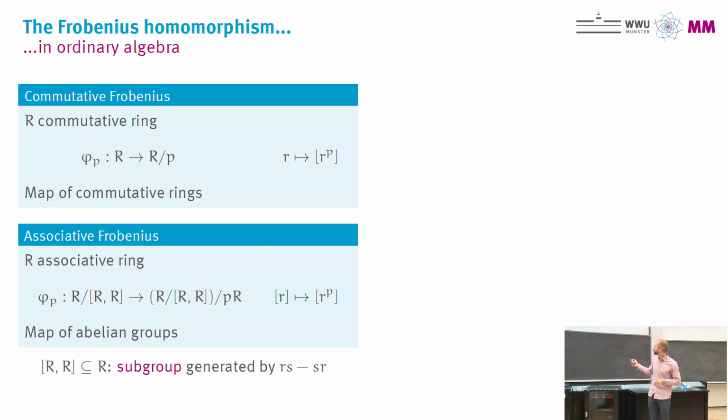So we just quotient by the subgroup generated by commutators. And here I really mean the subgroup generated by commutators, not the ideal. So these quotients here are not rings. But these are just abelian groups, and then it's very easy, with virtually the same proof, to see that this is actually a homomorphism of abelian groups.